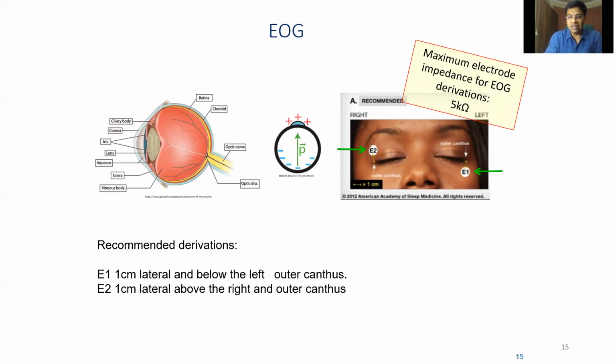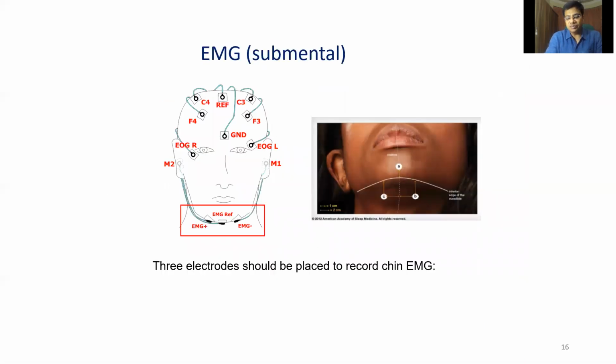So this is how you need to find EOG locations, and maximum impedance has to be 5 kilo ohms, either for EEG or for EOG or for chin EMG. So once we have found the location for EEG and EOG, we need to locate the EMG, where we need to put the chin EMG electrodes.